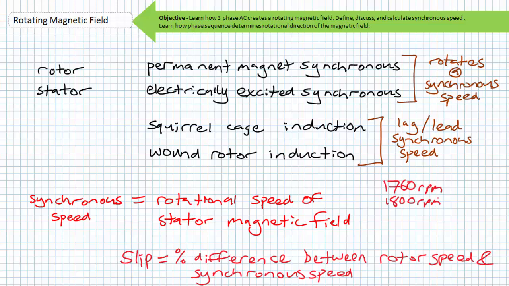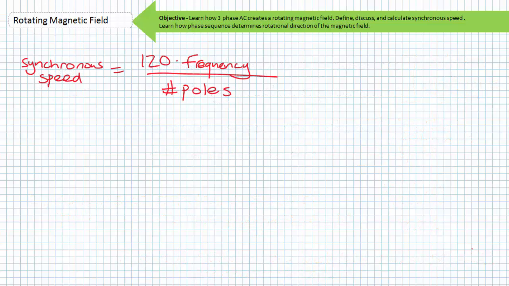For example, a squirrel cage induction motor rotating at 1,760 RPM, where the synchronous speed is 1,800 RPM, has a slip of 1800 minus 1760 over 1800, or 40 over 1800, where 40 RPM is approximately 2.2% of 1800 RPM.